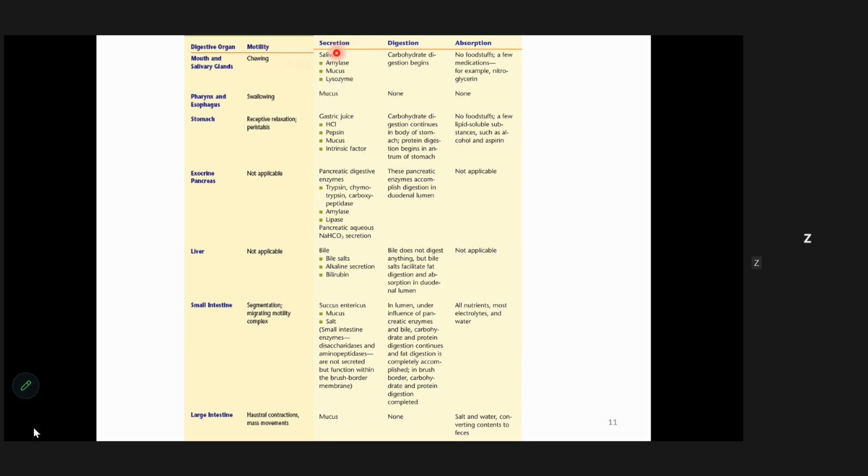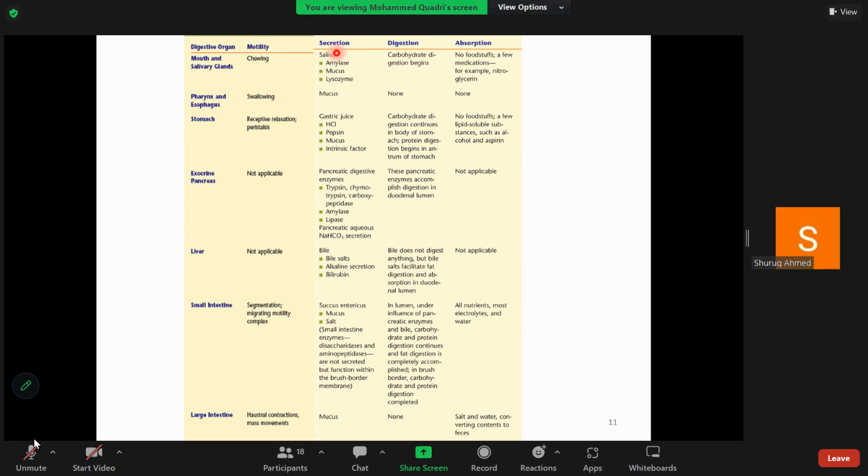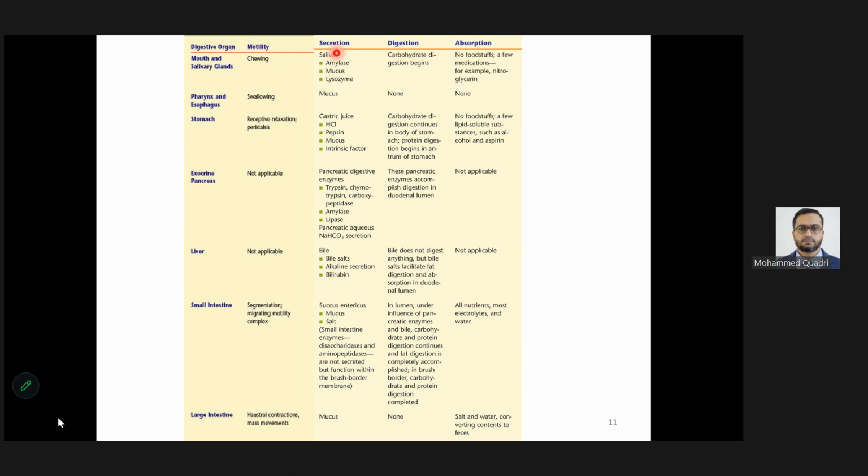Now I will come to the content of saliva. Whenever we talk about secretion, we discuss the content. Two main contents remain common everywhere. What are those? Water and electrolytes. I told you so many times in my lecture, it will remain everywhere. Other than that, you have to see what is special in the saliva.